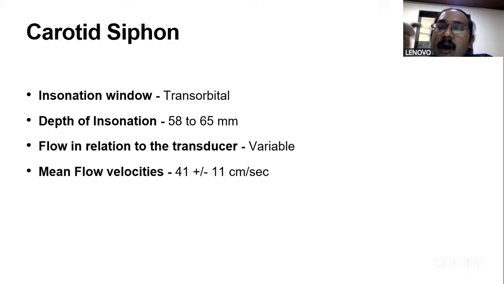But how do we differentiate the ophthalmic artery and carotid siphon? The ophthalmic artery has a high resistance waveform, whereas the carotid siphon has a low resistance waveform. Because the ophthalmic artery is entering into the eye, the profile of the velocities changes because of the course into the orbit, whereas the carotid siphon enters into the skull and the low resistance circulation remains the same.